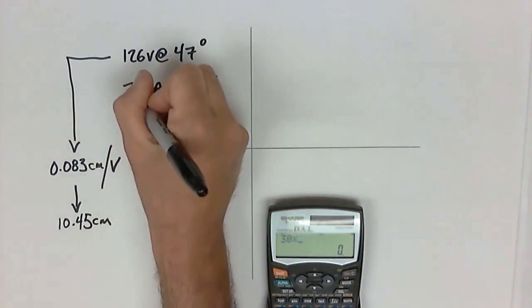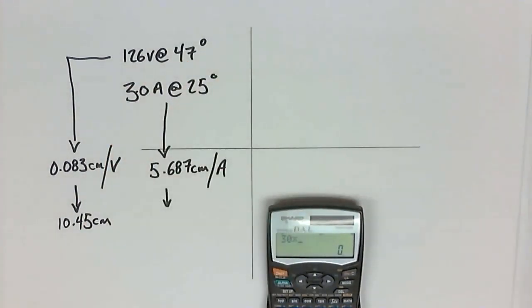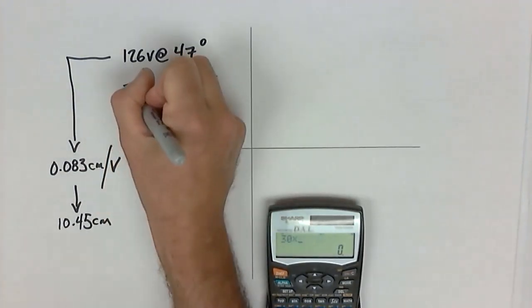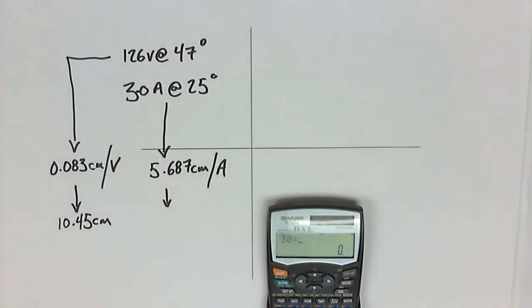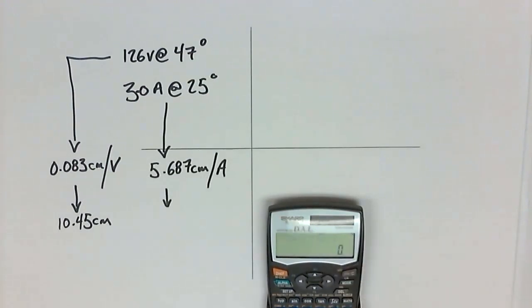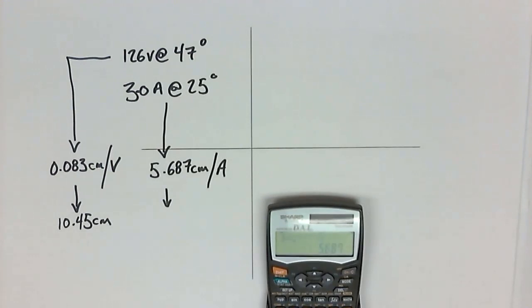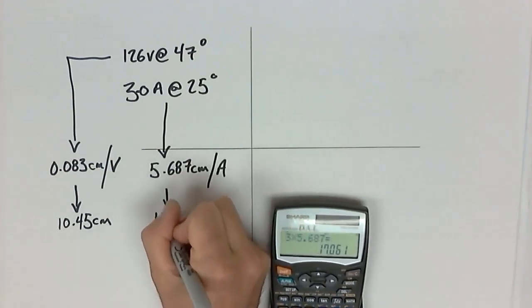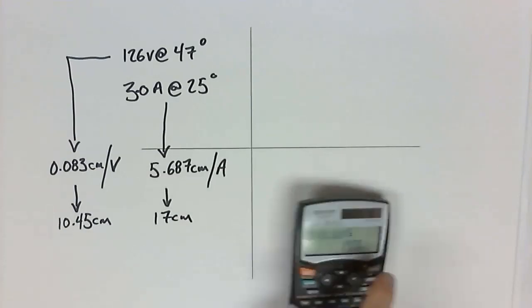Whoops, should be 3. There we go. 3 times 5.687 equals, oh, looks like we've got 15. There we go. Sorry, I got lost in my own thoughts there. So 3 amps, should have a decimal there, times 5.687. So 3 times 5.687 gives me 17 centimeters. Awesome. Okay, so off we go.